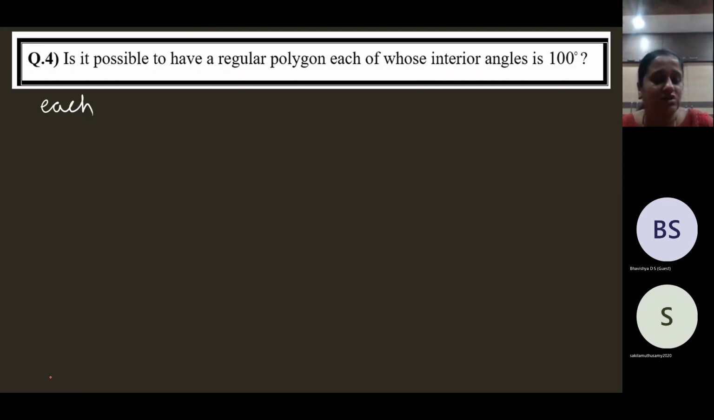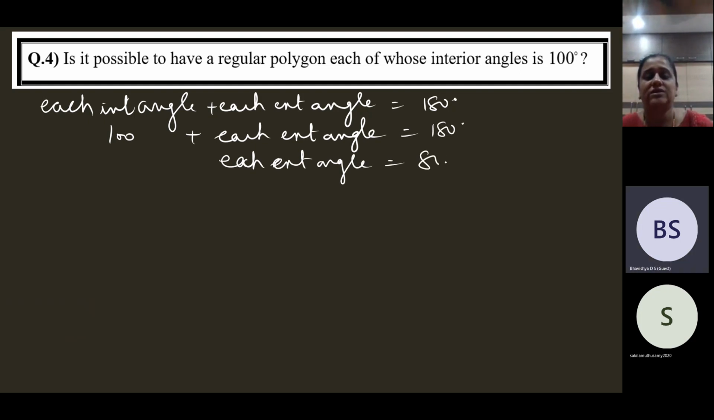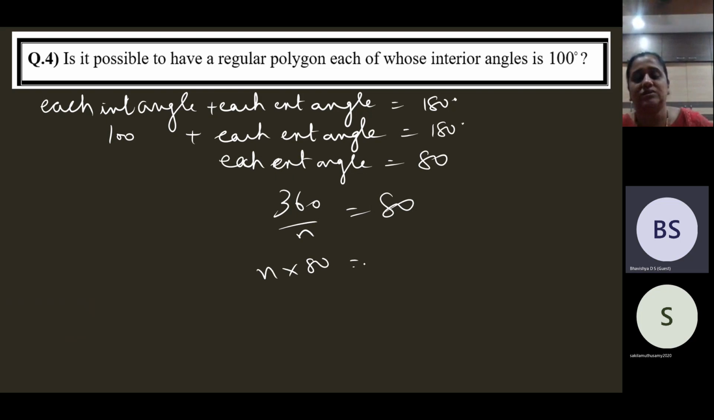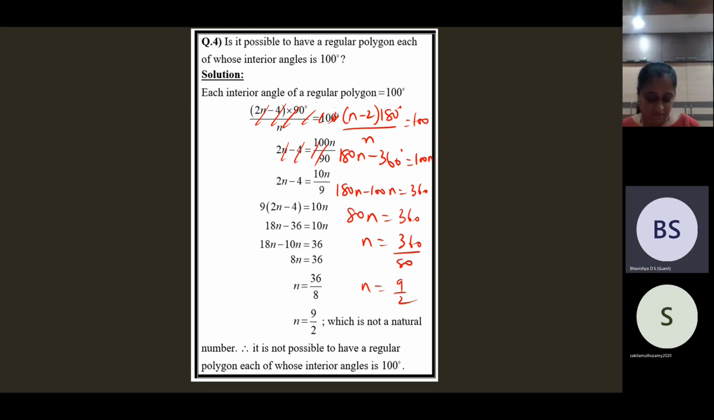You can also work it like this. Each interior angle plus each exterior angle is equal to 180 degrees. So 100 plus each exterior angle is equal to 180 degrees. Each exterior angle is equal to 180 minus 100, 80 degrees. So how do you find each exterior angle? 360 by n is equal to 80. So n into 80 is equal to 360. n is equal to 360 by 80, and then the regular thing. n is equal to 9 by 2, which is not a natural number, no. Are you right on, children? Please work both the methods.